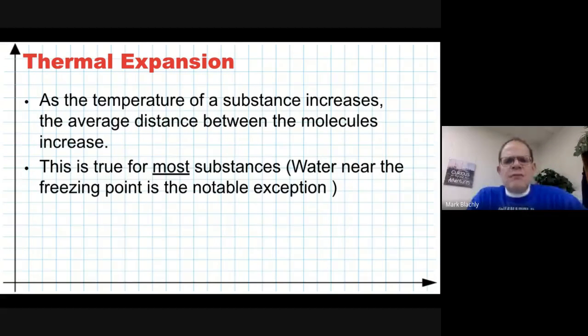Now, this is true for most substances. There's only a couple of exceptions in nature, and one of them is water. Right when you start to freeze water, it doesn't actually contract. It actually expands a little bit.